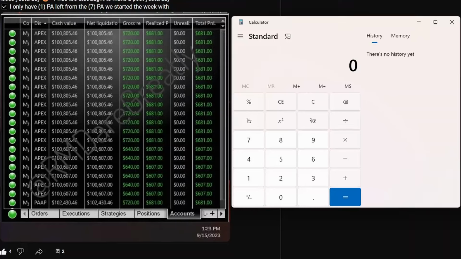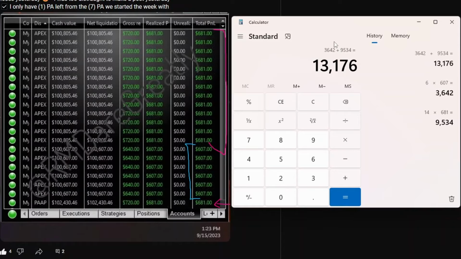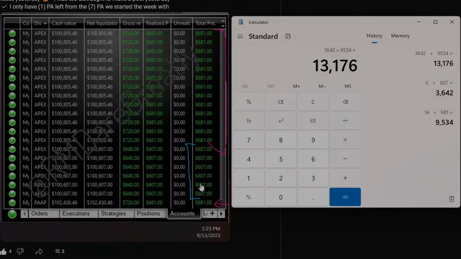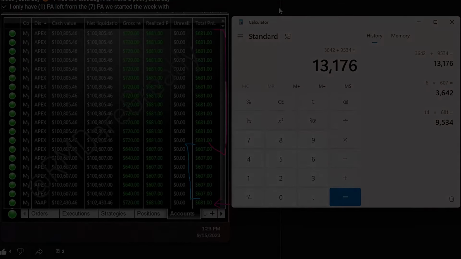As you can see from here, we had a total of 14 accounts that were at $681. So calculating that, 14 times 681, that's already $9,534. And then next you had 6 accounts that were at $607. So 6 times 607, that was $3,642. So adding the two together, in reality here, if they were all performance accounts, that's $13,176 for one day.